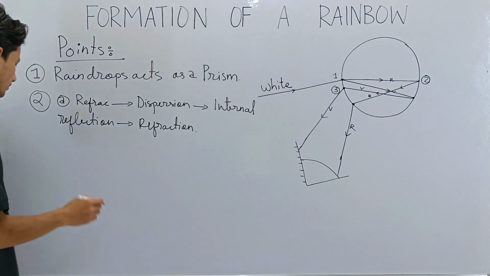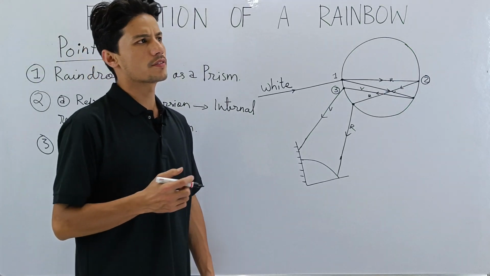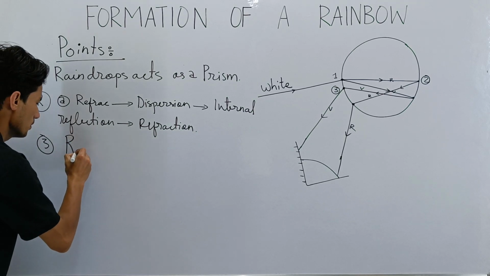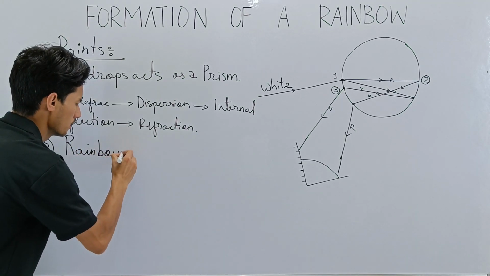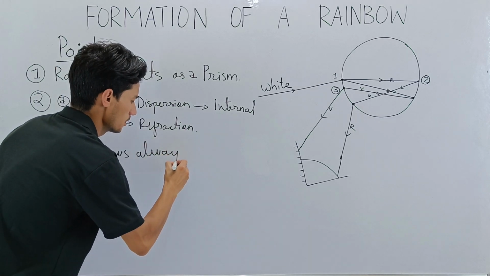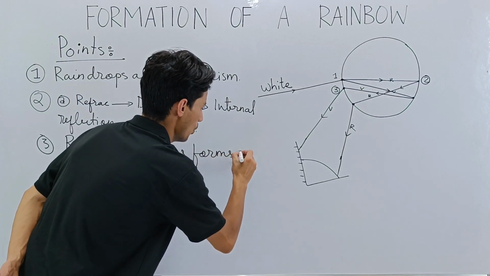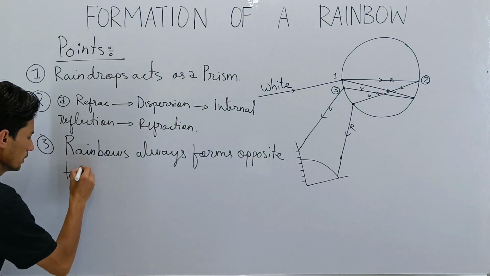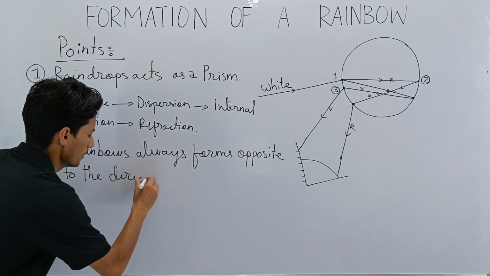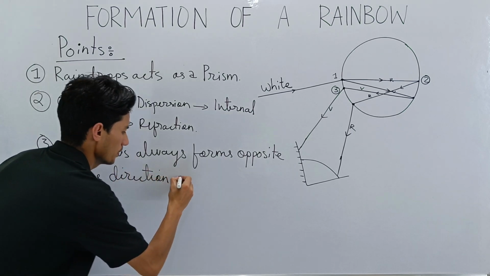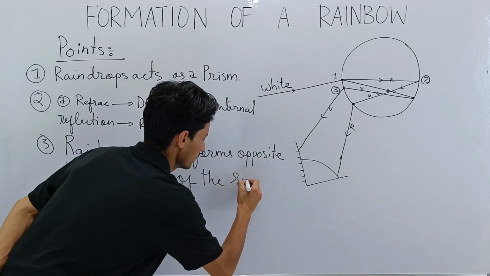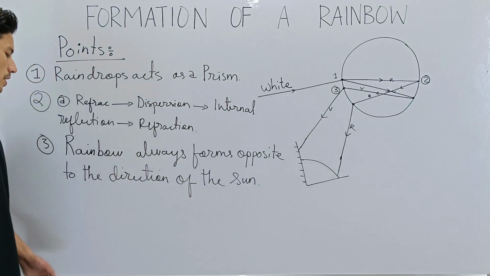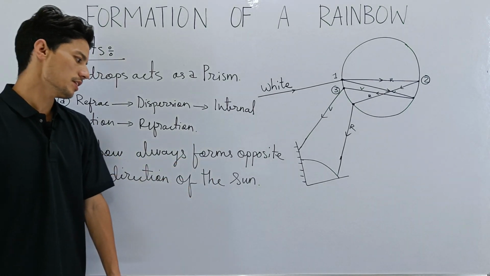Now point number 3. Point number 3 is a very important point. A rainbow always forms opposite to the direction of the sun. Very important point. So a rainbow always forms opposite to the direction of the sun.